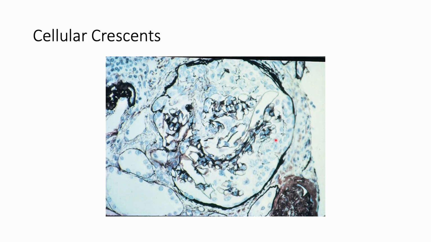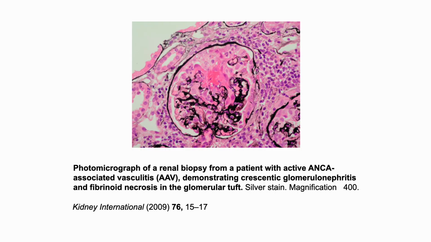And again, you have a cellular crescent. This is what's left of this glomerulus. And this whole thing is the crescent. And it's cellular. All these are cells in blue. So it's very obvious. Now here we have an example of active ANCA-associated vasculitis. Again, this is what's left of the glomerulus. This whole thing is the crescent. And here you have necrosis, fibrinoid necrosis. This is why we call it necrotizing.